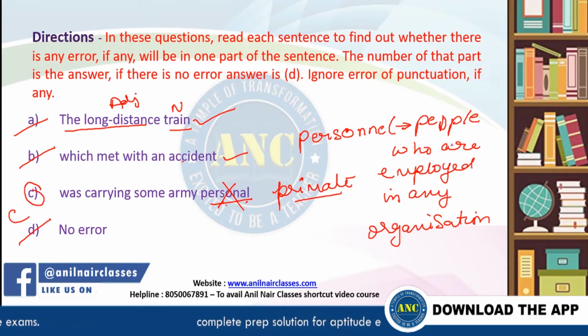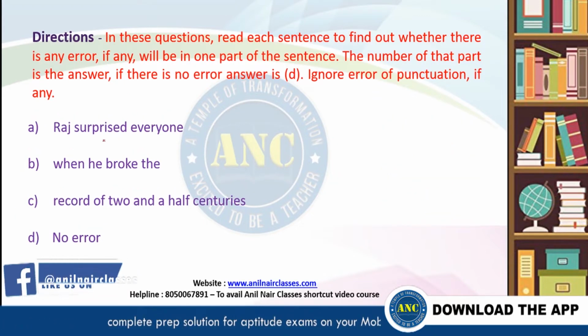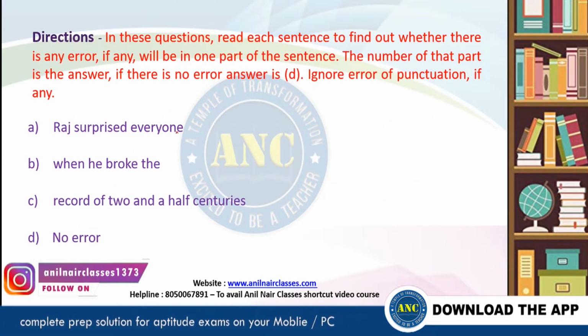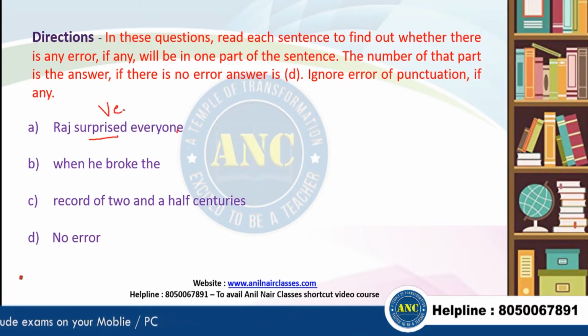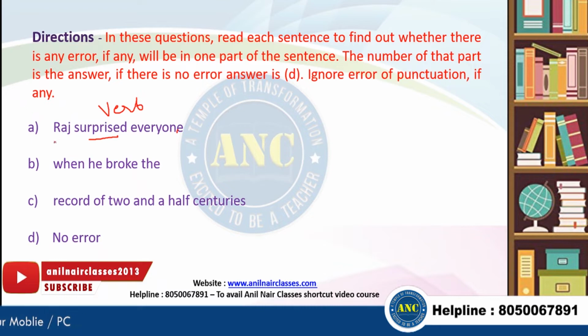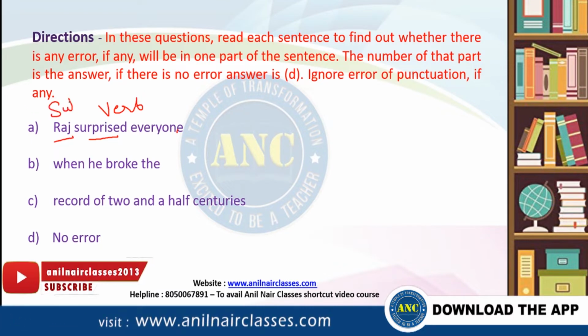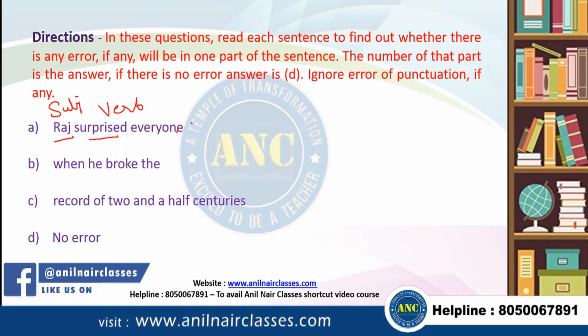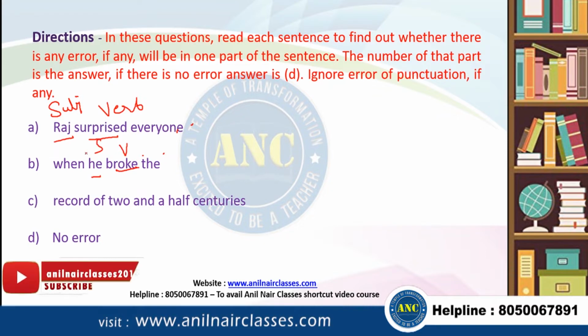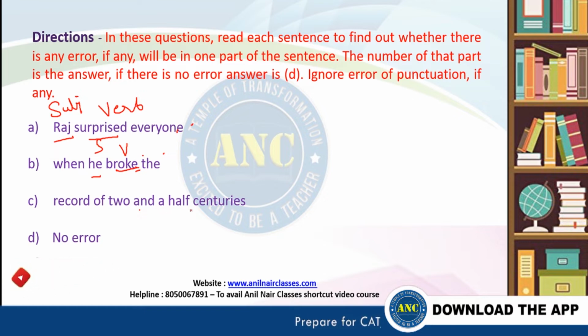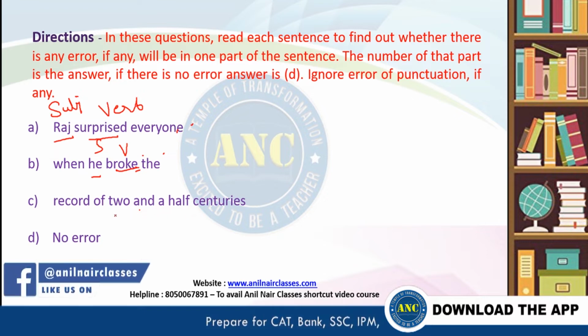Next question. Yeah. Raj surprised everyone. So Raj surprised. Surprise is the verb over here. Who surprised? Raj surprised. So Raj is the subject. Subject verb agreement. Obviously in the past tense it is there. So it is fine. No problem with this. When he broke. So who broke? Broke is the verb. He is the subject. When he broke what? He broke the record of 2.5 centuries.